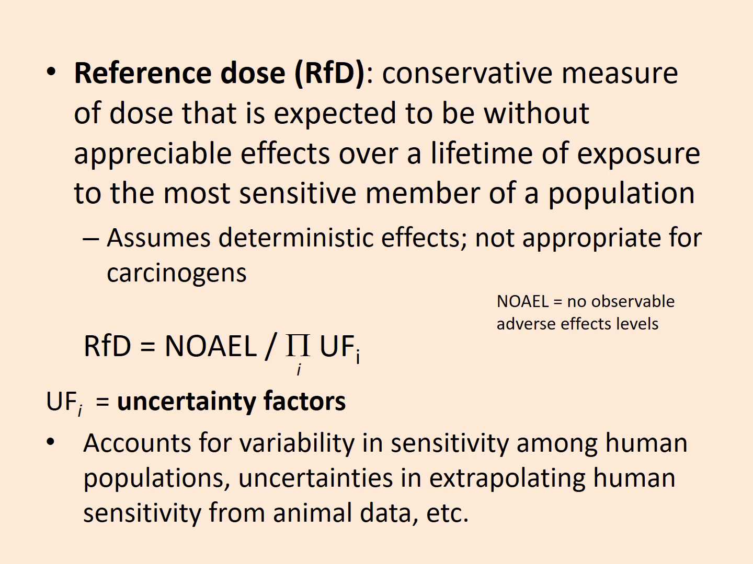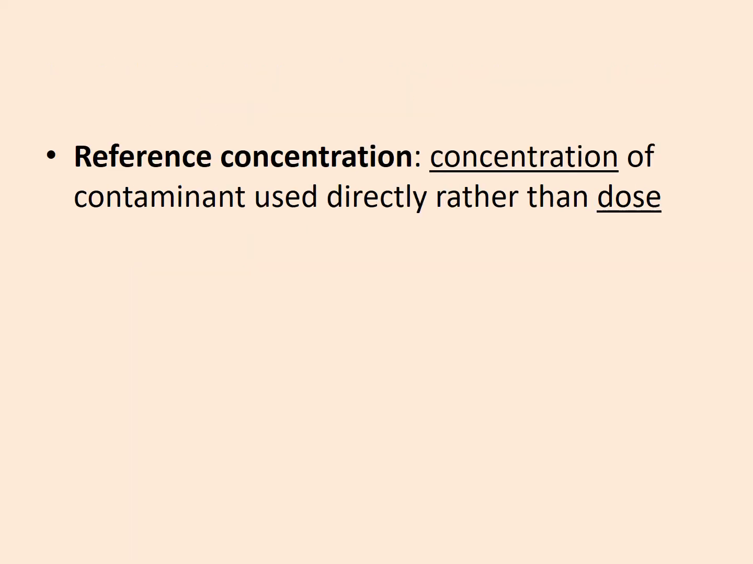And to find that reference dose, you use this no observable adverse effects level, NOAEL for short, over a bunch of uncertainty factors. There are many, and we're going to talk about that. But it accounts for the variability and sensitivity among populations and extrapolating between animals and humans, for example. Reference concentration is the same thing as reference dose, except that it's a concentration instead of a dose.